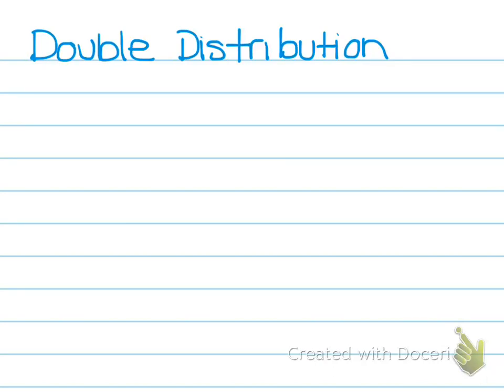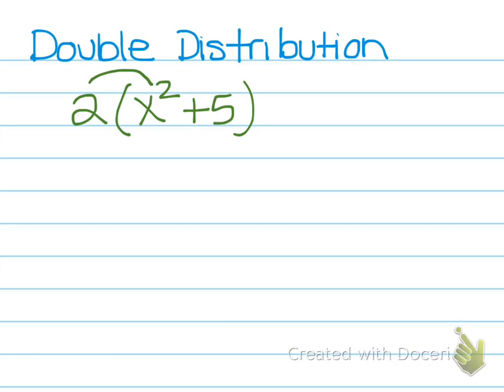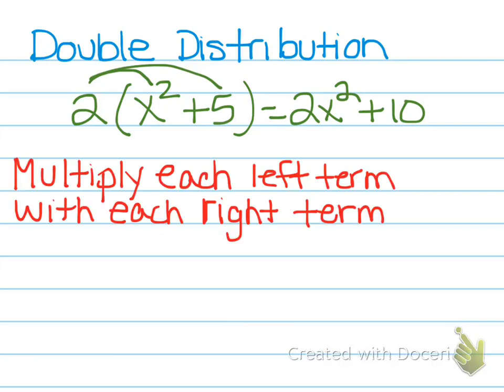Double distribution is very similar to single distribution. Recall that in single distribution, you took the first value and distributed it to the first value to get 2x squared, and then you distributed it to the second to get plus 10x. When you do double distribution, you're going to multiply each left term with each right term.